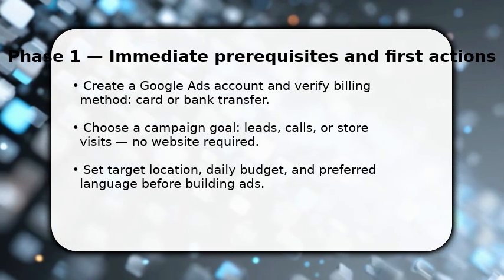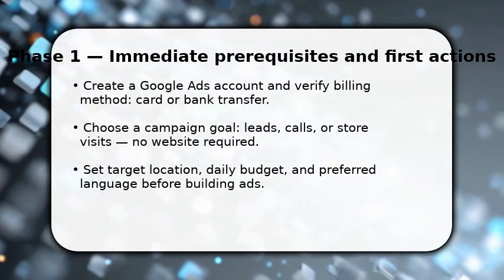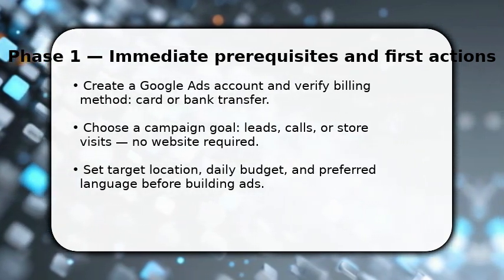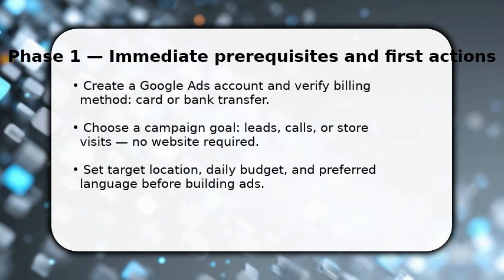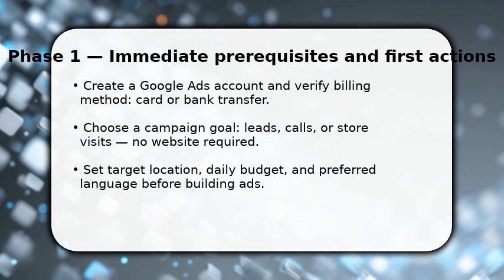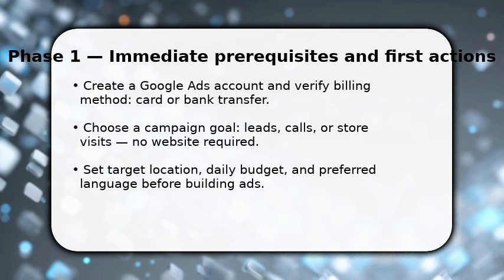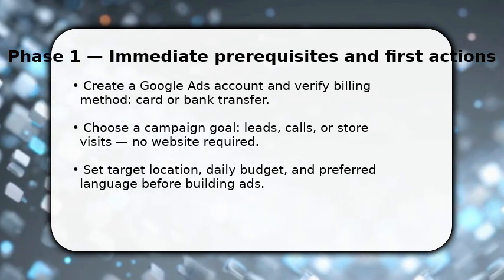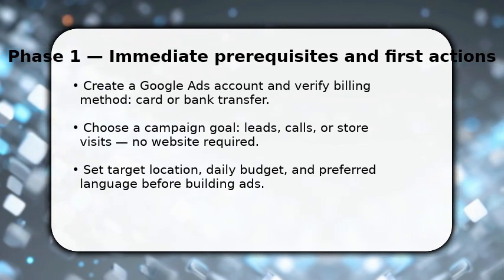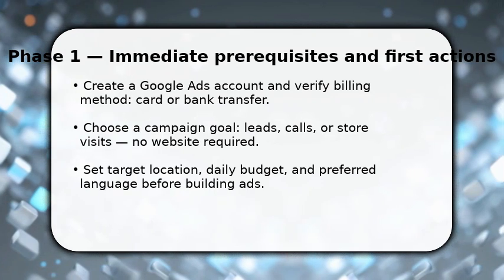You start by preparing essential items: a verified Google Ads account, billing, and a clear campaign goal. Once done, pick call ads, lead form ads, or local inventory ads because those work without a website. Make sure to select location targeting and set a realistic daily budget that controls spend. Then choose a business phone number or lead form destination. This gets you into the campaign builder immediately. Don't stall on optional settings yet. Launch the skeleton campaign next.